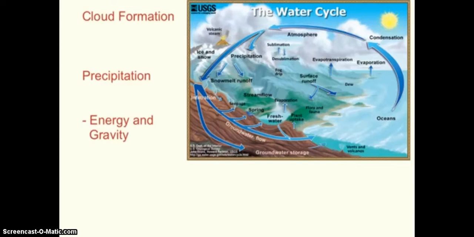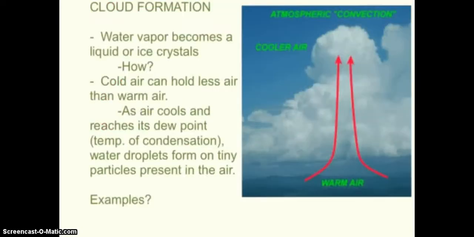Two major points when we're thinking about cloud formation and precipitation. The first one is energy. So we need energy to make this whole thing work. In our atmosphere, energy is going to be in the form of solar energy coming from the sun. We've talked about that infrared radiation. The second thing is gravity. So when we're talking about precipitation, we need gravity around to help pull the precipitation back down toward the earth. So energy and gravity. First we'll talk about cloud formation.